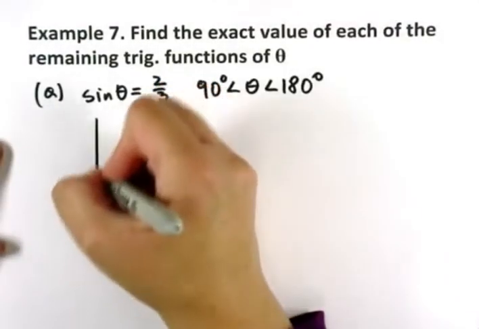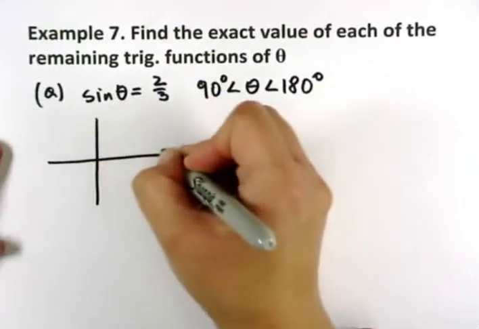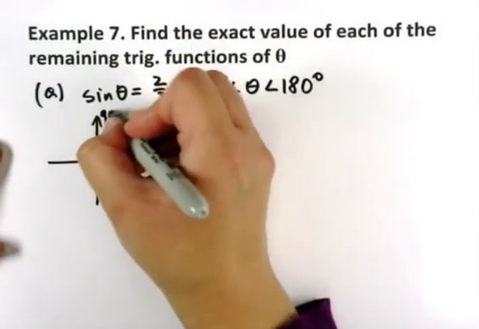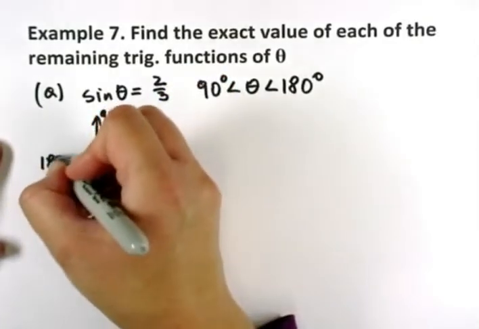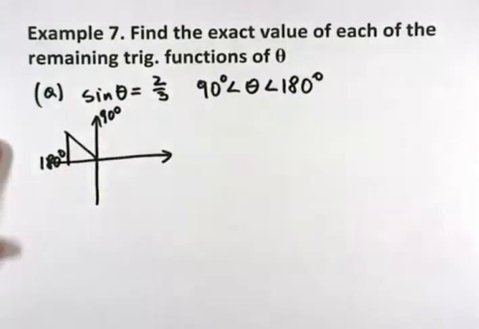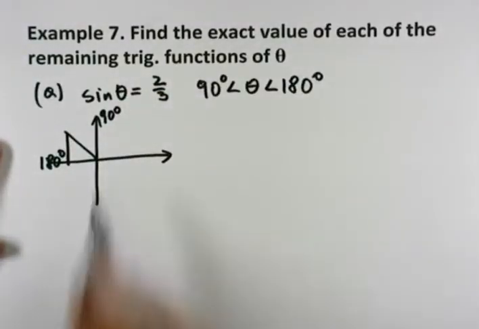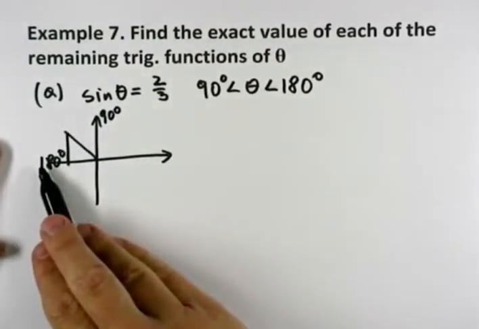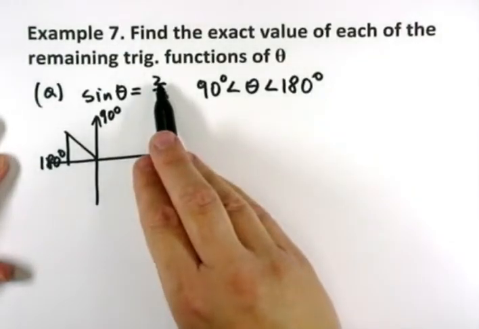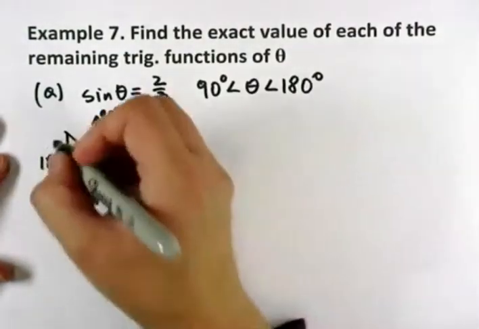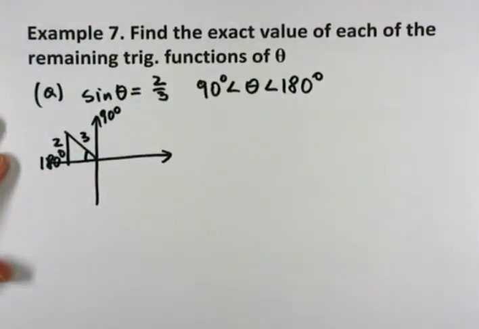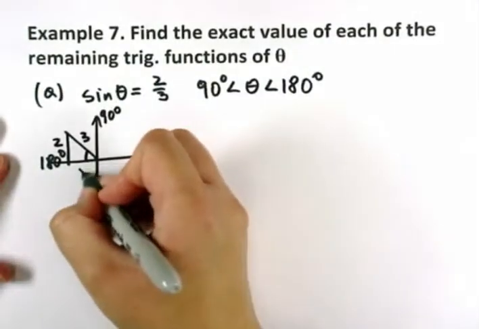So if I draw the right triangle, I'm between 90 degrees and 180 degrees. I'm right here, in the second quadrant. Now, sine is opposite over hypotenuse. Here's my reference angle. I need to find this value x.